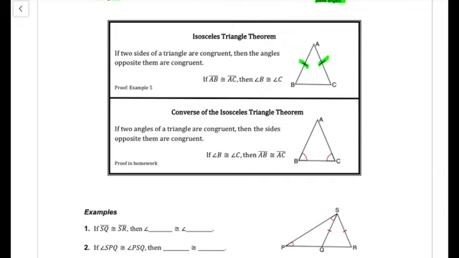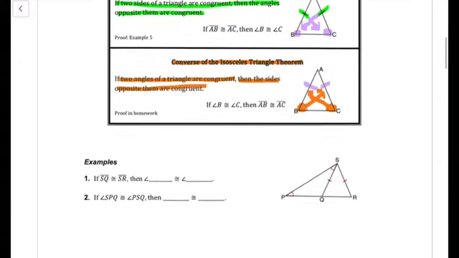If we have two sides of a triangle and those are congruent, then the angles opposite them are congruent. And this works for any isosceles triangle. The opposite is true. The converse of the isosceles triangle theorem says if you have two angles that are the same, the opposite sides are also the same. So let's go ahead and look at example 1.